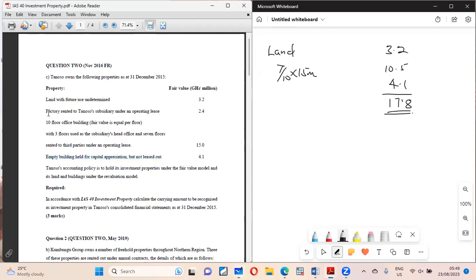So somebody will be killing himself about this one. Factory rented to the subsidiary under operating lease. And you see, since they are preparing the consolidated accounts, in the parent's individual account that one can be an IP. But in the group, that one is a PPE. So these are things you need to really understand, as much as possible.